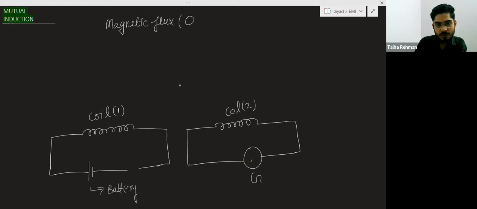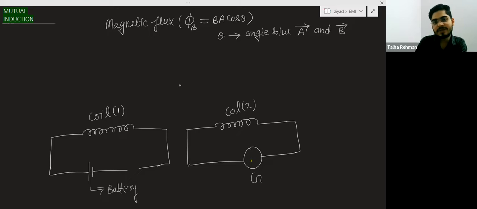And remember, the formula of the magnetic flux is given by BA cos theta. And what is theta? The angle between the area vector and the magnetic field vector. What will happen when the magnetic flux changes? There will be an induced EMF, d phi by dt. This is given by Faraday's law.